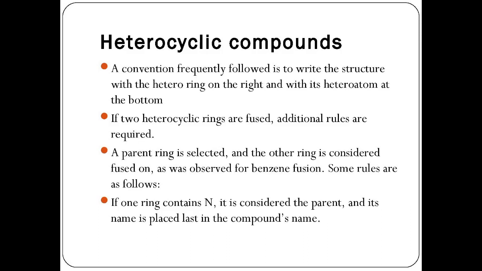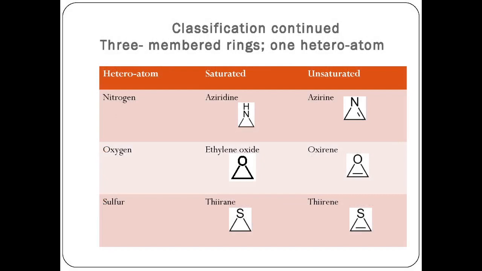A convention frequently followed is to write the structure with the hetero ring on the right and with its heteroatom at the bottom. If two heterocyclic rings are fused, additional rules are required. A parent ring is selected and the other ring is considered fused on, as was observed from benzene fusion. Some rules follow. If one ring contains nitrogen, it is considered the parent and its name is placed last in the compound's name. The rules that we've already discussed in the previous slides can be applicable to these structures. You can have a list of examples of the classification that we have done.